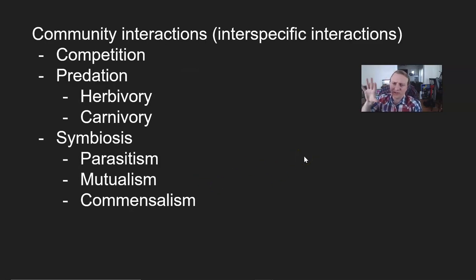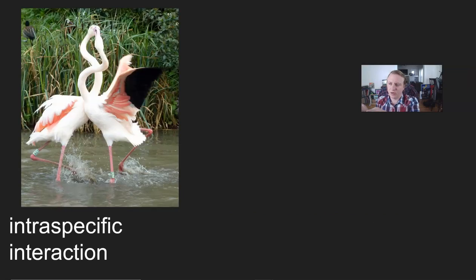So this is an outline of today's lecture. This is, again, interspecific interactions. So this is between two different species. You have competition, predation, and predation can be broken down into herbivory or carnivory. So herbivory would be like a sheep eating grass. Carnivory would be like the mountain lion eating the sheep, or whatever the case may be. Then we have the idea of symbiosis, which is parasitism, mutualism, and commensalism, and we're going to talk about all of these. So last week, we were talking about intraspecific interactions.